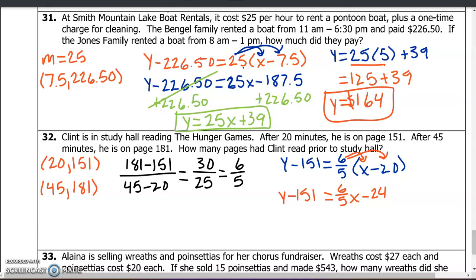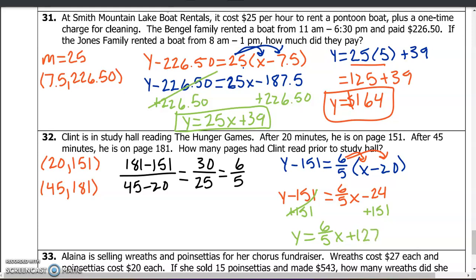Okay, now my last step would be going ahead and getting rid of that 151. So we're going to add 151 on each side. So y equals 6/5 x. And then we got negative 24 and positive 151, so that leaves us with 127.